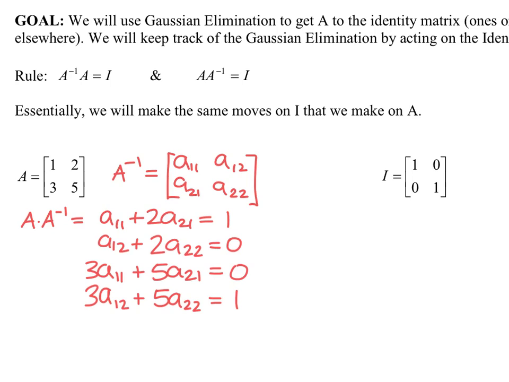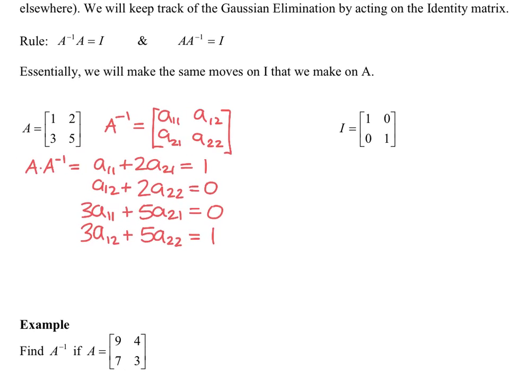The other option is a nifty shortcut, which I'm going to prove to you next class as to why it works. What you can do is take matrix A and augment it with I. Meaning, rewrite matrix A, 1, 2, 3, 5, and augment it with the identity matrix.